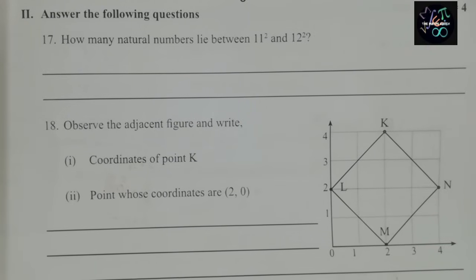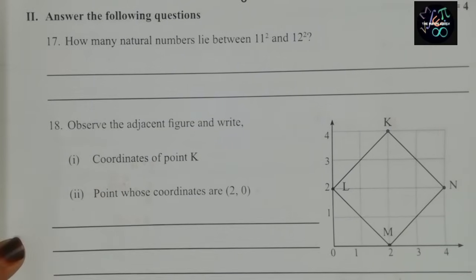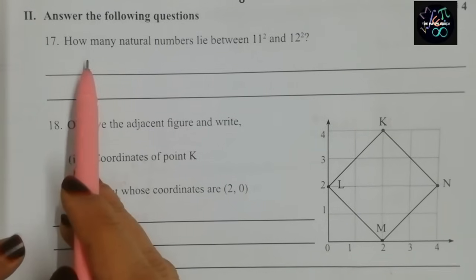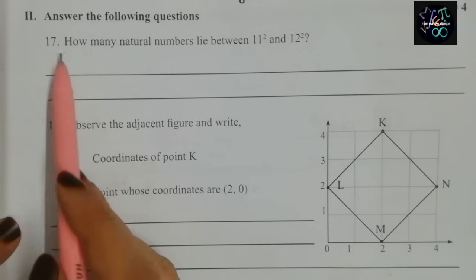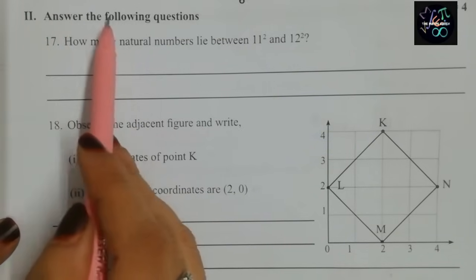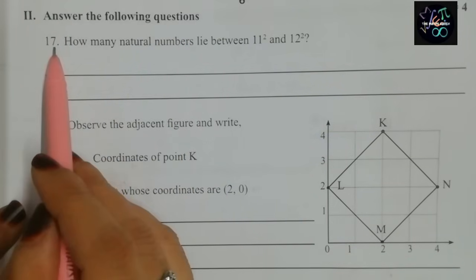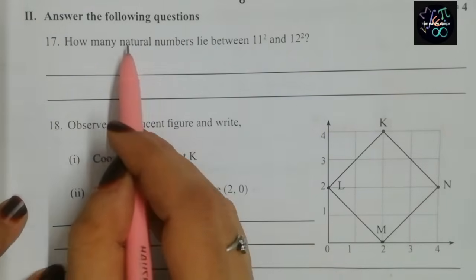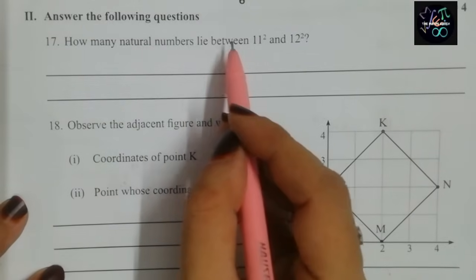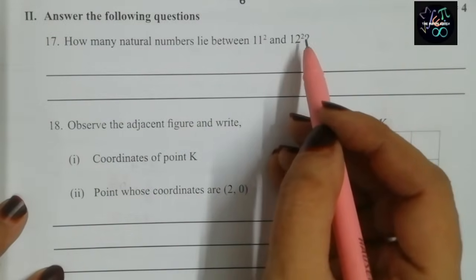Today I am here with the continuation of class 8 mathematics model paper for the year 2024. In my previous video we had completed till question number 16. So let us begin with question number 17. Here, second main, answer the following question. Question number 17 is: how many natural numbers lie between 11 square and 12 square?